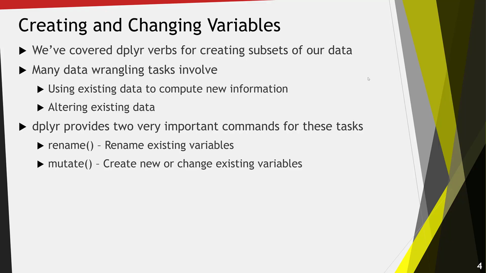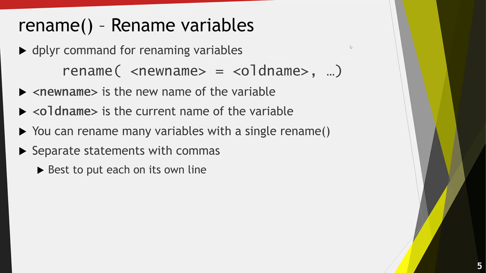dplyr provides two very important commands for these tasks. The first is rename, which you'll use to rename existing variables, and the second is mutate, which you'll use to create new or change existing variables. We'll start by taking a look at the rename verb. You use this verb to rename existing variables. The way it works is you'll pipe your data to the rename verb. You specify arguments in the form of the new variable name equal to the old variable name.